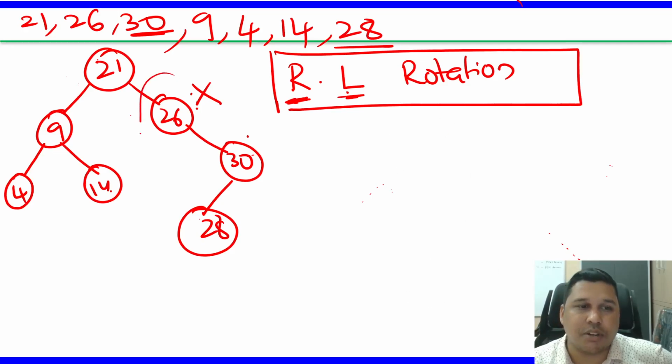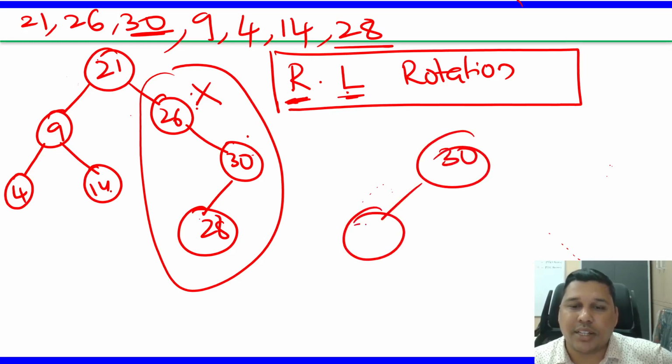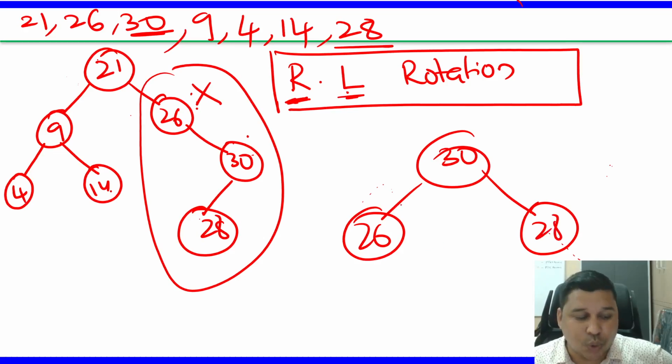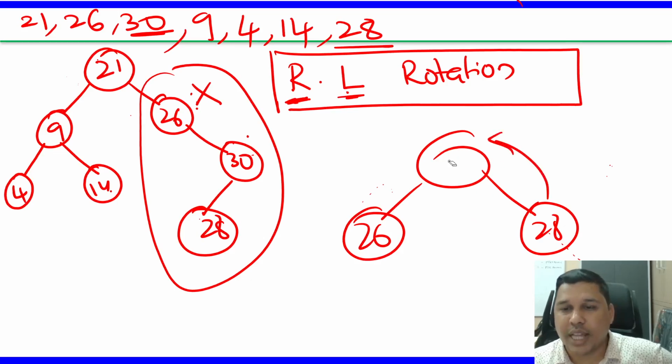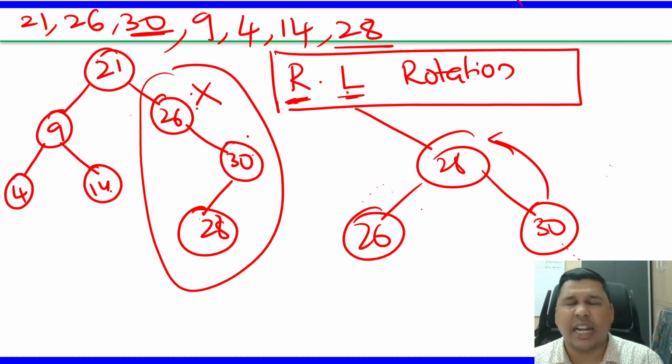These three you observe. 30 will come here, then comes 26 and then comes 28. Then you do one more left rotation, with this 28 and here 30. So after 21 we will have a link like this, first right rotation and then left. Which one are you rotating? X: you are doing right rotation and then left rotation.